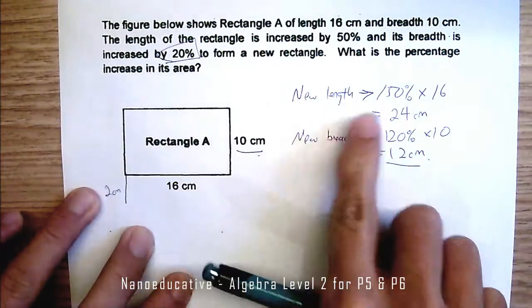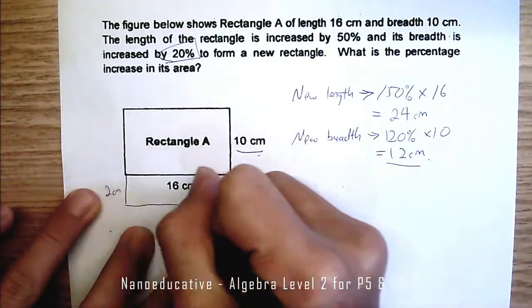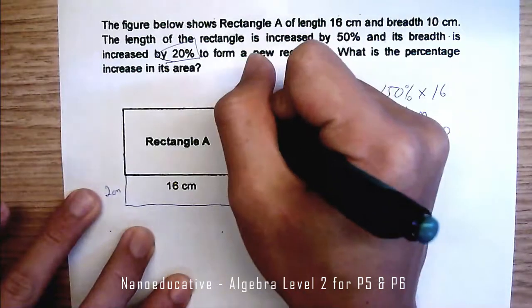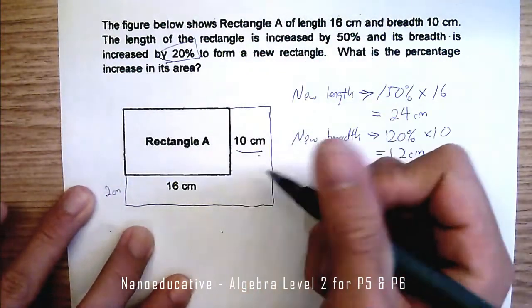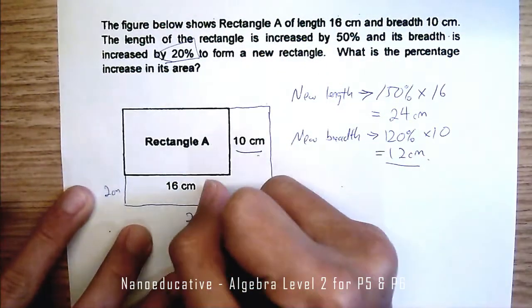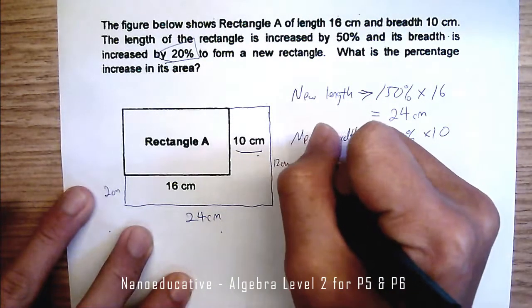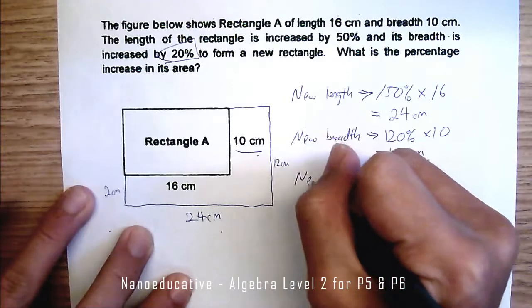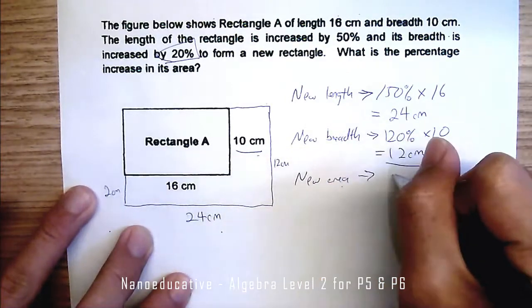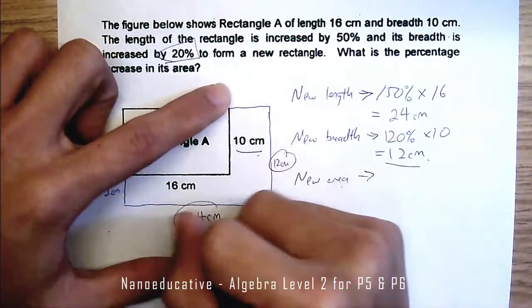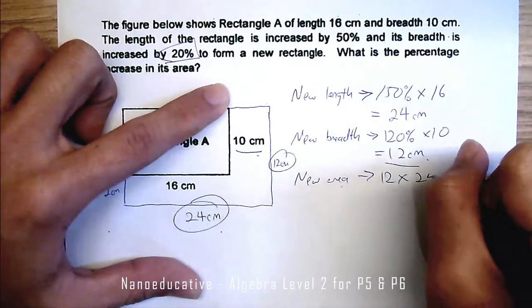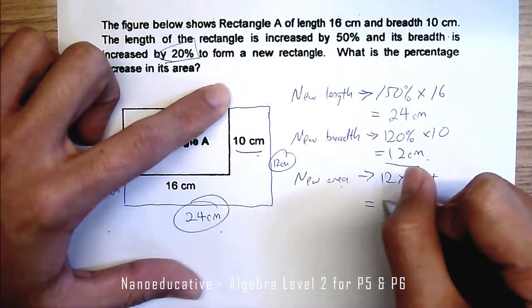And then my length from 16 became 24, which means that this is my new one, right? So this will be 24 cm, and this will be 12 cm. Okay, let's find the new area. The new area will be 12 multiplied by 24. So 12 multiplied by 24, and this will give me 288.